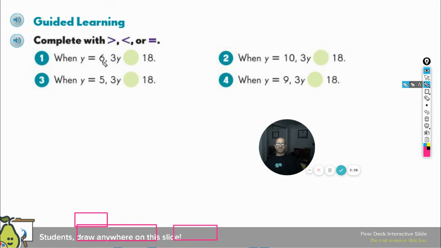Okay, when y equals 6, 3y is equal to 3 times 6, which is 18, so that's equal. When y is 10, 3 times 10 is 30, that's greater than 18. When y is 5, 3 times y is 15, which is less than 18. And when y is 9, 3 times 9 is 27, and that's greater than 18. Not so bad, huh? Let's move on.